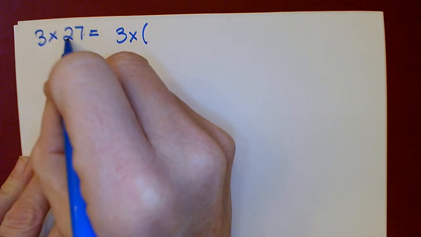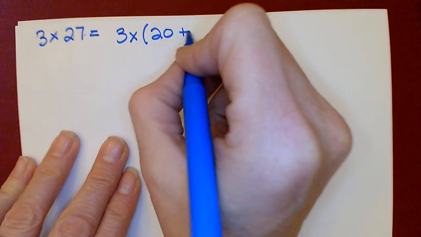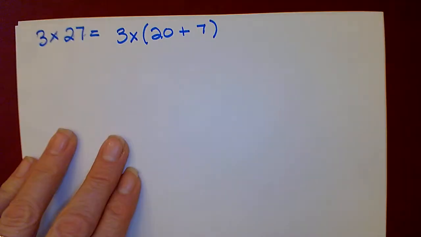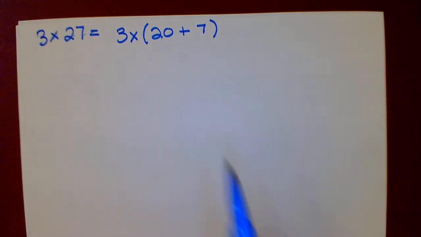So it's going to be 20 plus 7. First I do the value of that 2, which is 20, plus the value in the ones, which is 7. So 3 times 20 plus 7. And now remember what we want to do. We called it the distributive property.